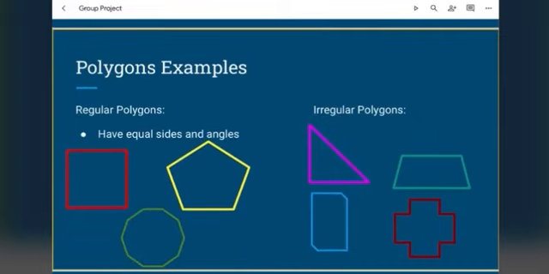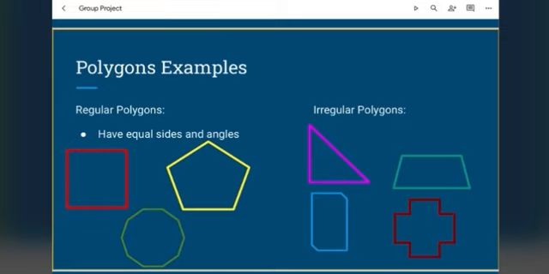Regular polygons have equal sides and equal angles. So we have over there a square. All the sides in a square are equal length and all the angles are equal measurement. We have a pentagon, which has 5 sides, all the sides the same length, all the angles the same measurement. And we have a decagon, which has 10 sides, same thing, all the sides measure the same.